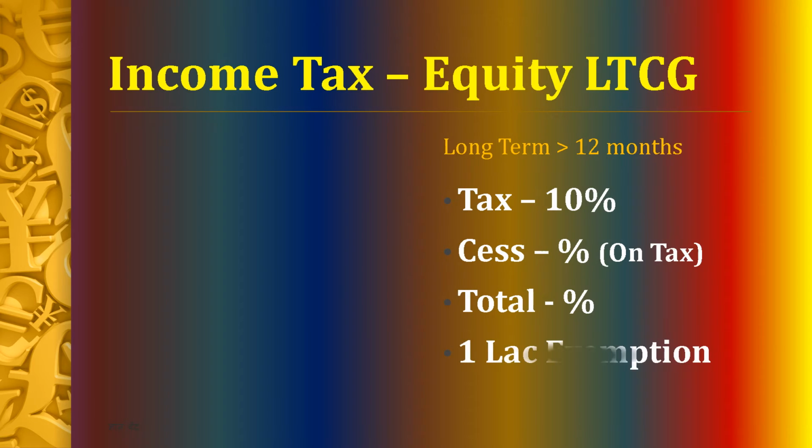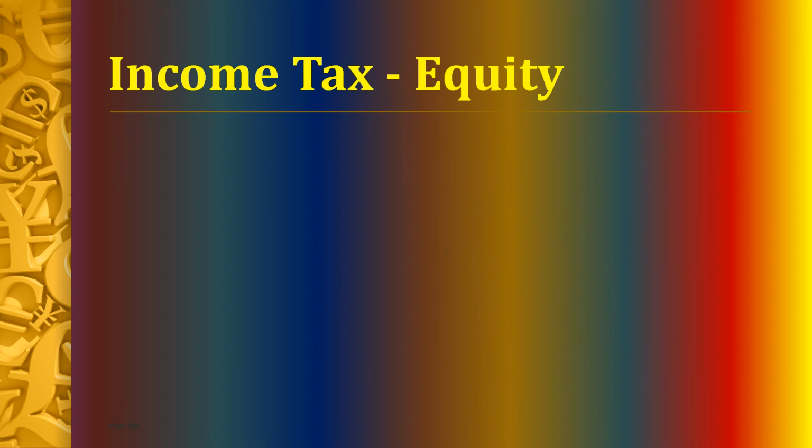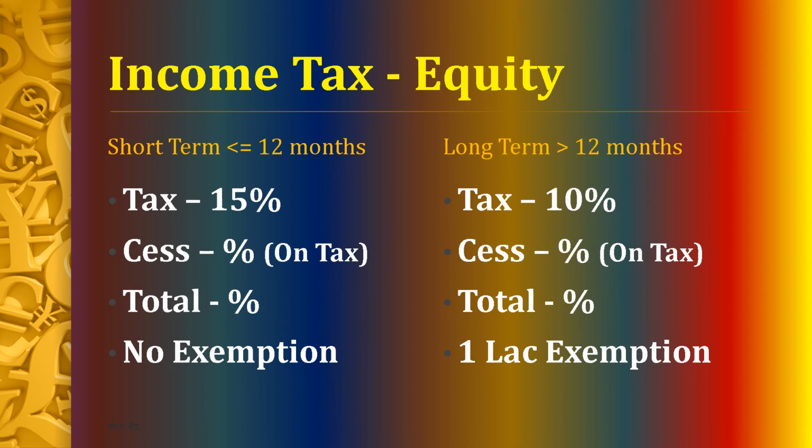And then there is a clause to get an exemption. If your long-term capital gain is less than 1 lakh, you don't need to pay any tax. You will need to pay tax only on the amount which is greater than this 1 lakh. So just a summary: short-term capital gain on equity is 15% plus cess and long-term equity gain will be 10% plus cess, but there is an exemption clause of 1 lakh rupees.